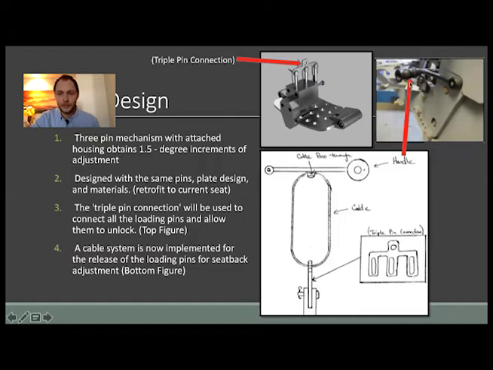As you can see up here, we've got the plate down here on the arm of the chair where the pin sits inside their seat. And so our plate here and our mechanism will attach to the arm of the seat here. We were also talking about the triple pin connection, which we designed for, which would allow all the loading pins to unlock at the same time. And to actually make this work, we would have to implement a cable system, which is this idea here. So there would be a cable that attaches from the handle on the current seat to the triple pin connection here, which is also shown up here as well.